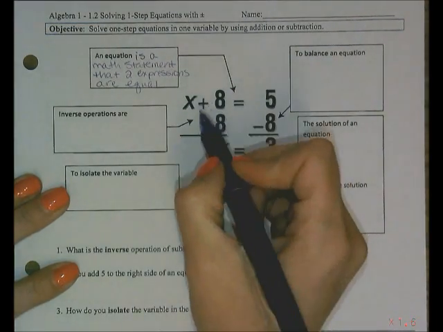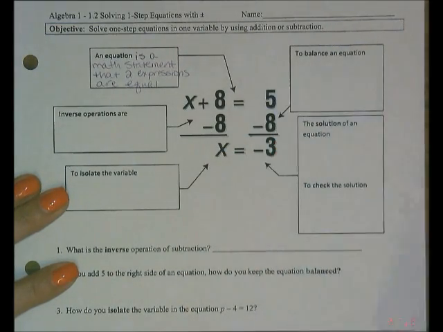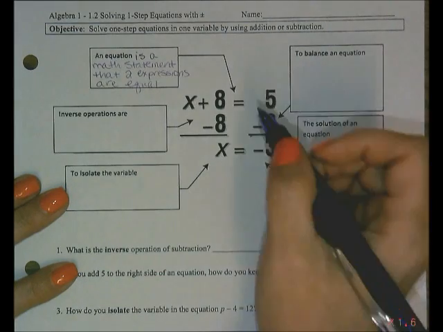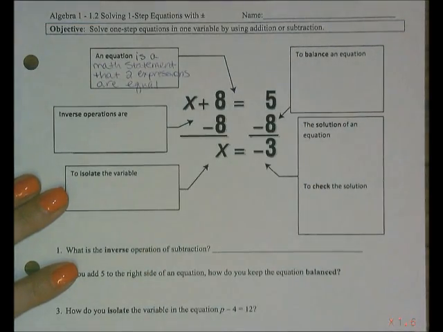So on the left-hand side here we have the expression x plus 8, and on the right side we have the expression 5. And an equation says that those two things are equal. All right, what we're going to do is solve for the variable x that makes this equation true. So let's talk about a few things here.